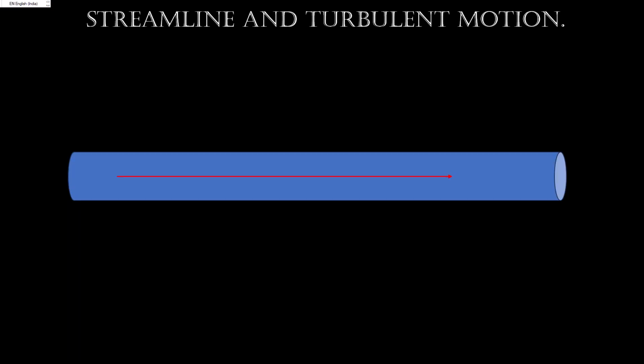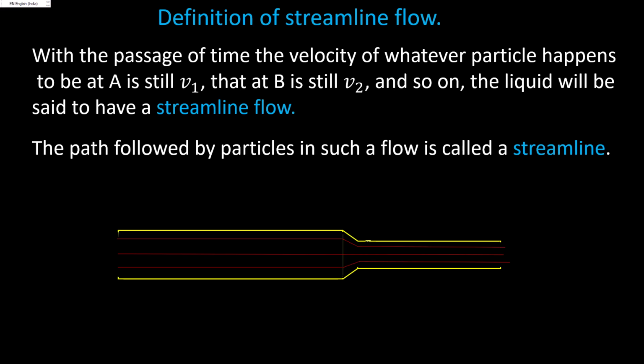Now we will study streamline and turbulent motion. We consider a pipe and water flows through it. We take three different positions of this pipe, A, B and C. We measure the flow at these three different positions as V1, V2 and V3. After some time, we again measure the flow at the same positions A, B, C, and if we find at these positions the velocity is the same as before, V1, V2 and V3, then we will call this a streamline flow.